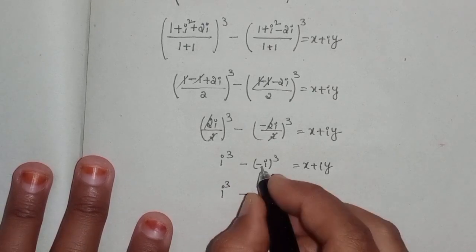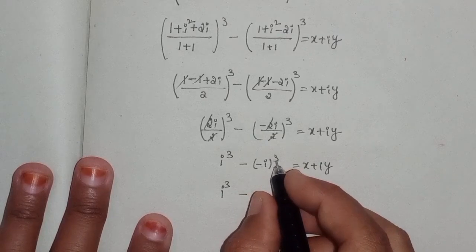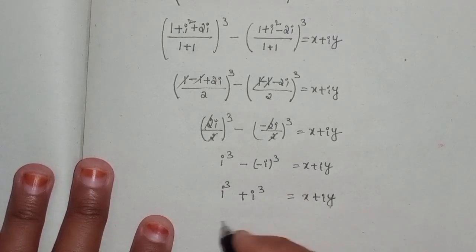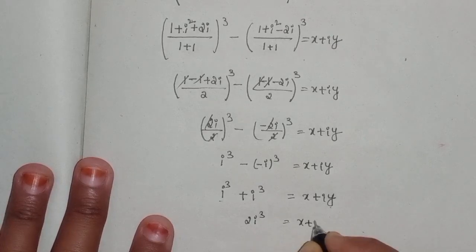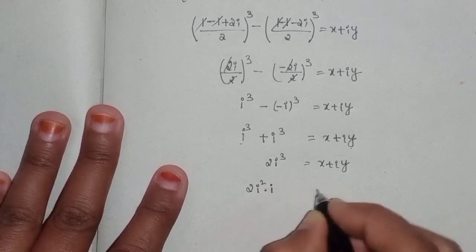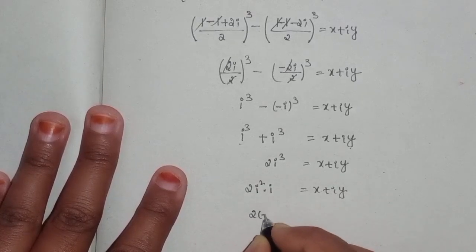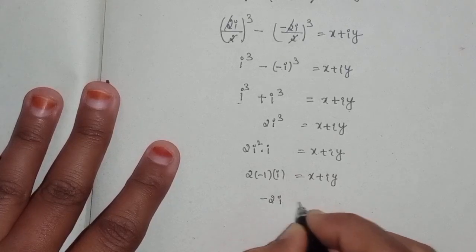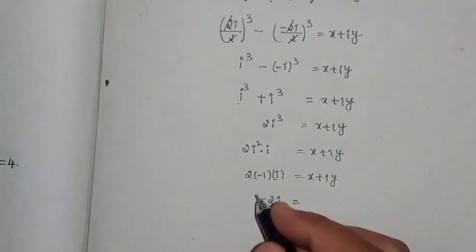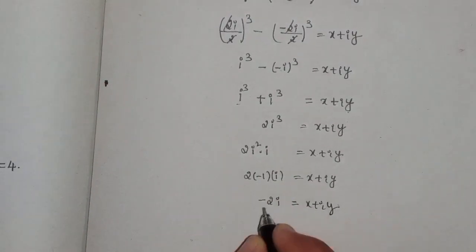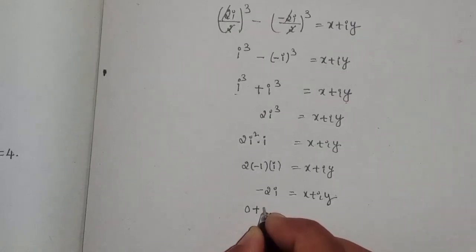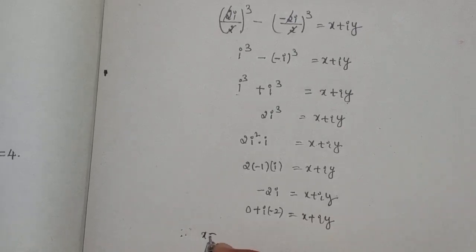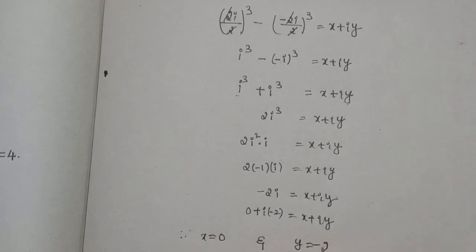Minus i whole cube: since the power is 3, an odd number, the minus stays minus. Minus into minus is plus, so 2 i cube equals x plus iy. 2 i square into i, so 2 into minus 1 into i equals x plus iy. Minus 2i equals x plus iy. Here there is no real part, so 0 plus i into minus 2 equals x plus iy. Therefore, x equal to 0 and y equal to minus 2.